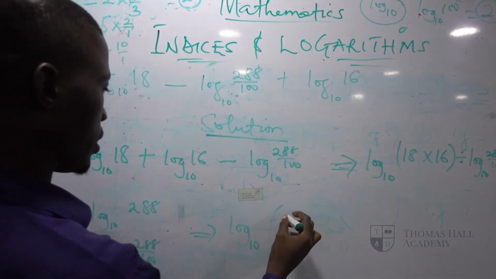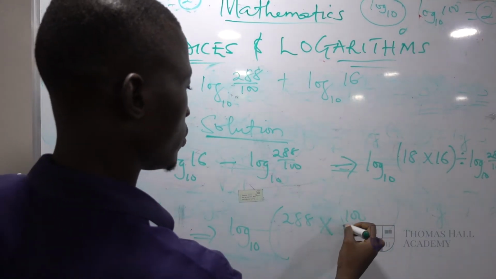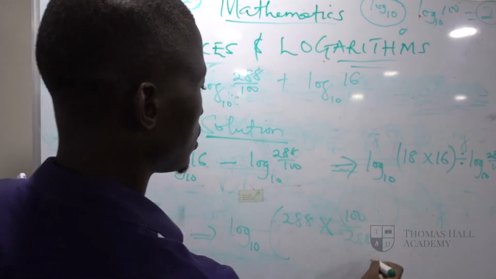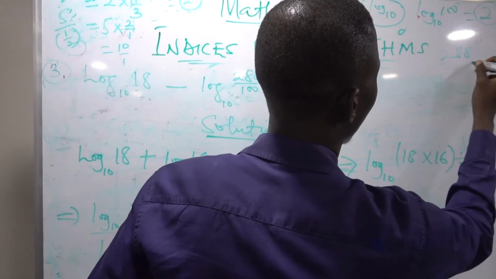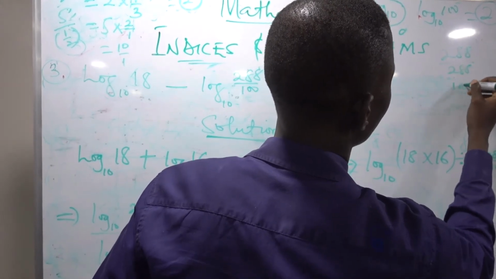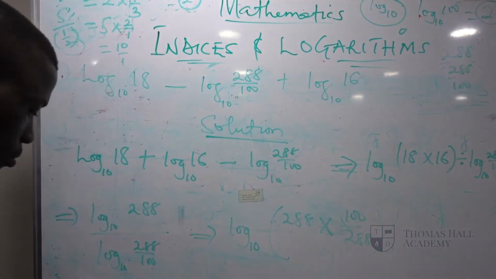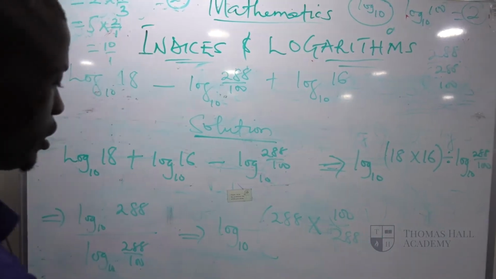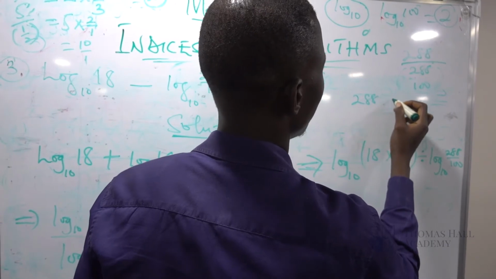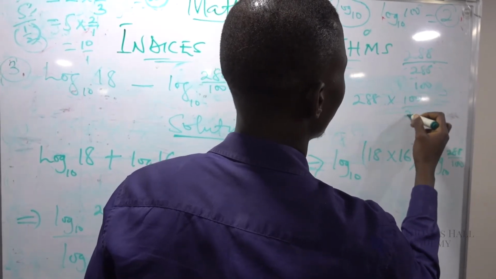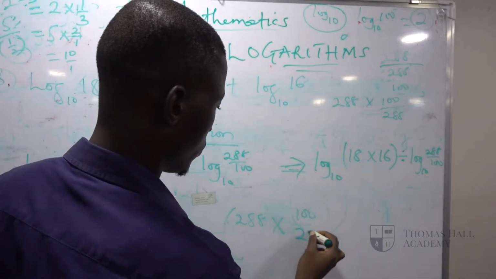Now let's deal with the other side. 288 times 100 over 288. We are saying 288 all over 288 over 100. Don't forget, this 288 over 100 is the denominator. We want to change this division sign to multiplication. We have 288 times 100 all over 288. That's what we have just done here.